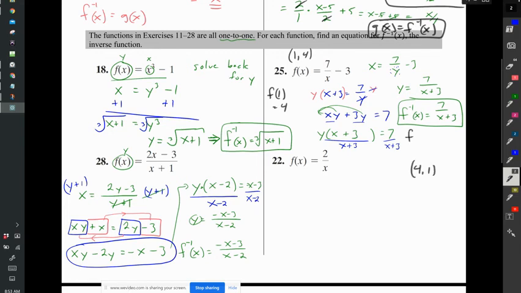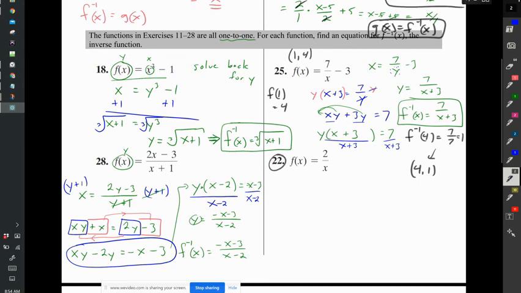Meaning, if I do f inverse of 4, if I just switch the inputs and outputs, instead of inputting 1, I input the output on f, which is 4. If I put that in there, I get 7 over 7, which is 1. So sure enough, I have a point at 4. That's the whole idea of an inverse, is we can swap the input and output.